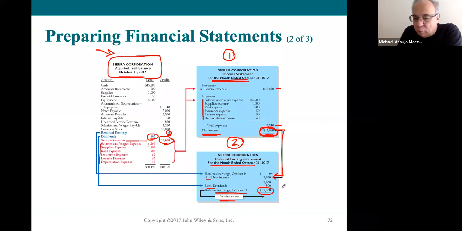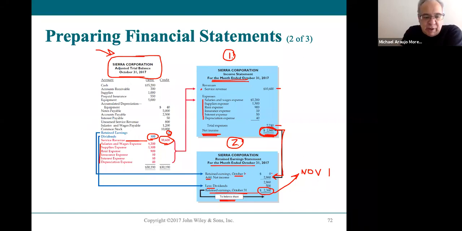Now, I want to bring up one more thing before I stop. The ending balance for October 31st will be the balance for November the 1st, beginning balance. Then we will add the profit for November, subtract out the dividends for November, and we'd have a new retained earnings balance at the end. So this keeps recycling. Okay. The ending balance for one period is the beginning balance for the new period. And it just keeps going from there.